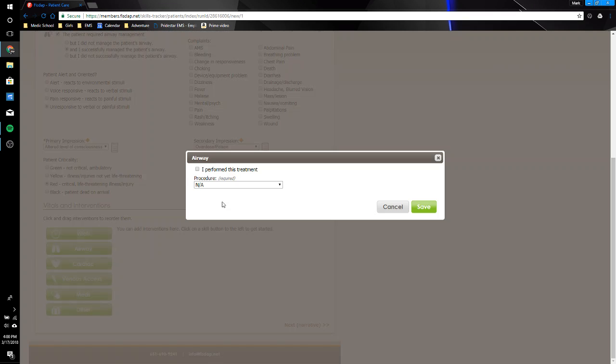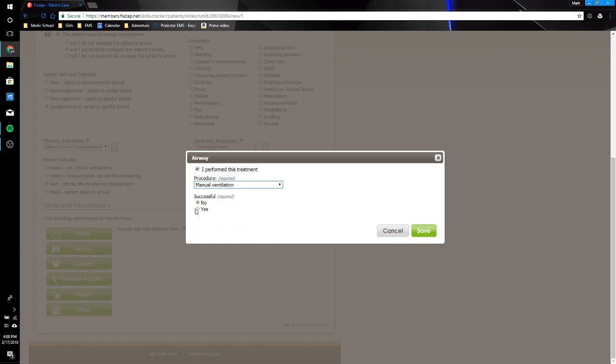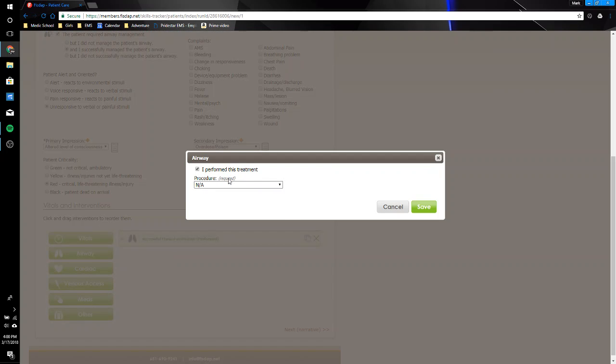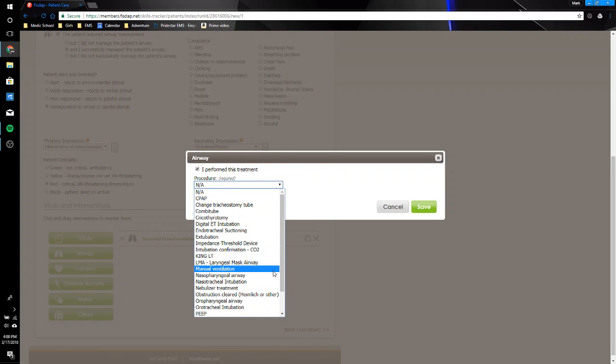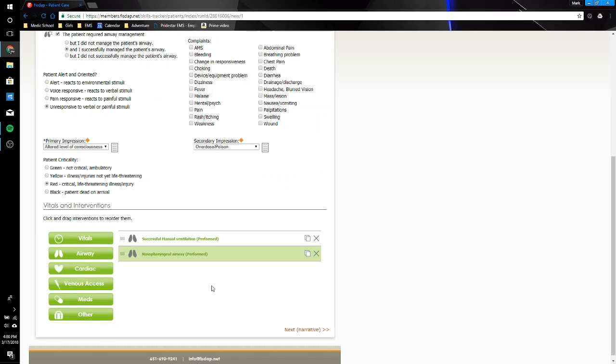So under airway, I'm going to go ahead and now put all the skills that I performed on this one patient. Right, so we're going to do some manual ventilation. All right, and yeah, that was good. It worked out well. Okay, and then also under airway, we're going to say that I put a nasopharyngeal airway in. Right, so we're good to go.